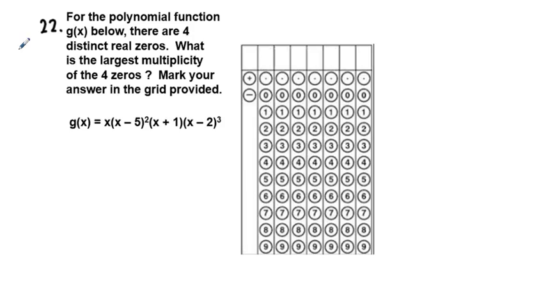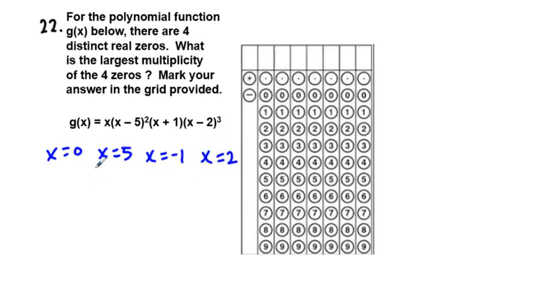Next problem we have is for the polynomial function g of x below, there are 4 distinct real zeros. What is the largest multiplicity of the 4 zeros? Mark your answer in the grid provided. Well, here are the zeros. The first zero we see, if we set x equal to 0, we have x is equal to 0. And next we have x is equal to 5. And then the next one we have is x is equal to negative 1. And the last one we have is x is equal to 2.